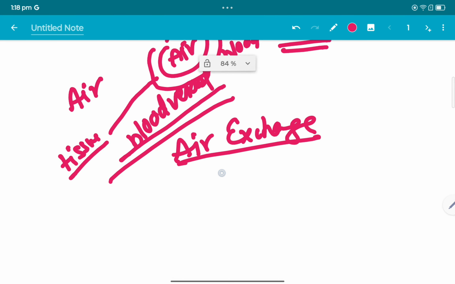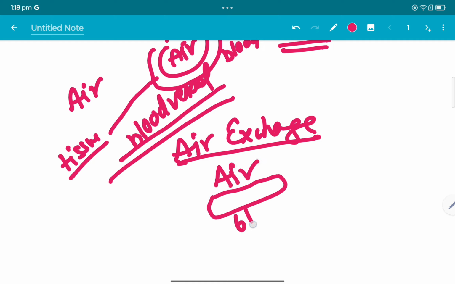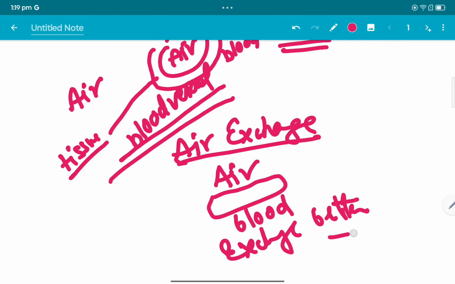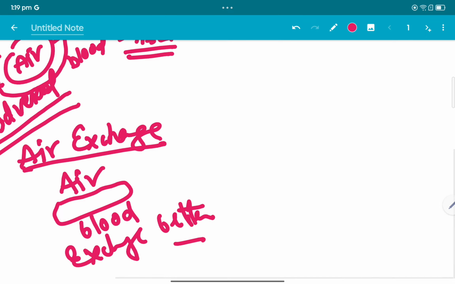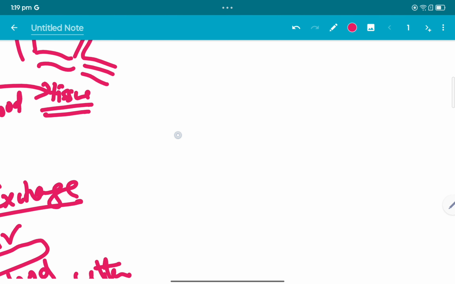The thickness should be low so that it is reduced to a single cell, and the exchange of air and blood is better. So the tracheobronchial system and vascular system ramify for this reason.